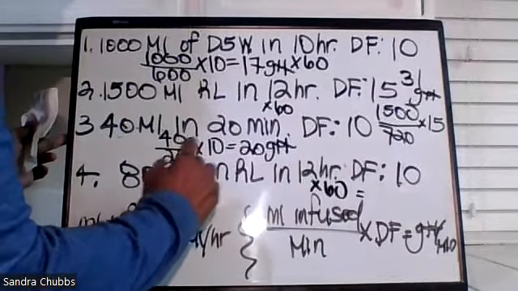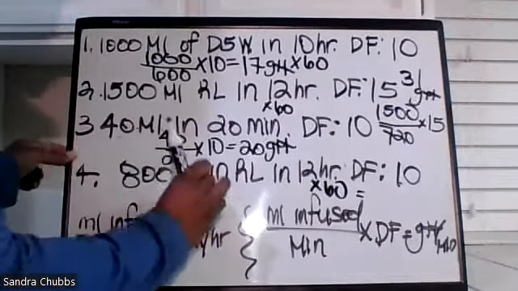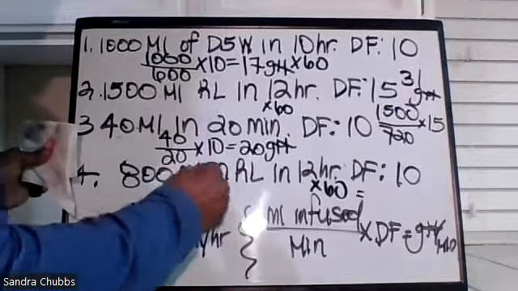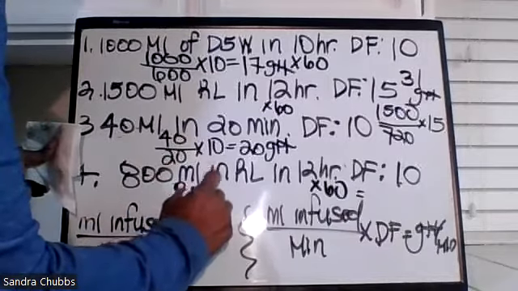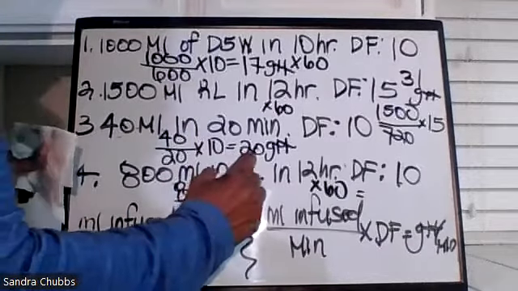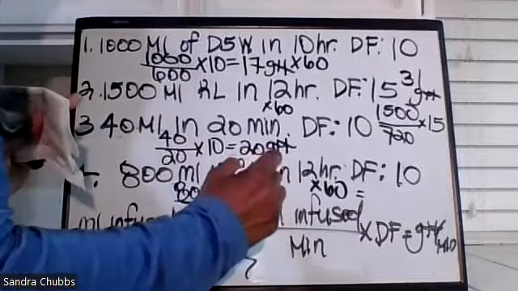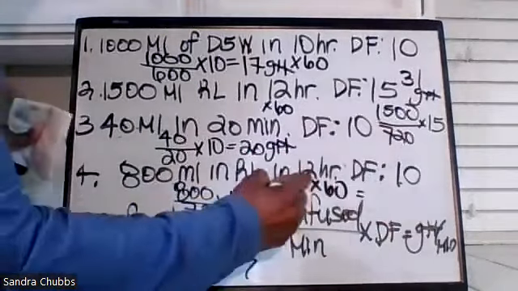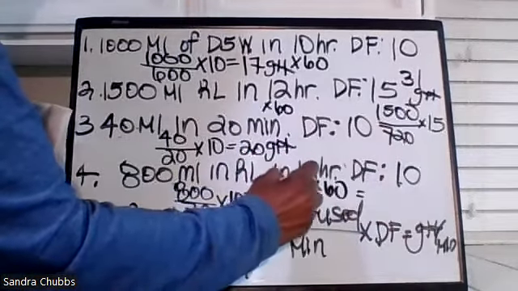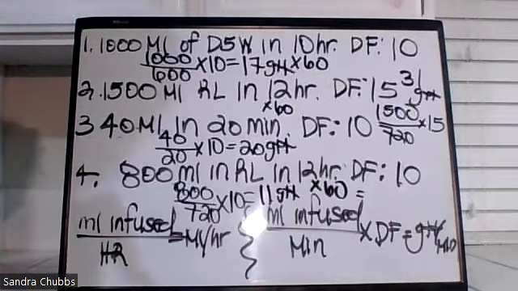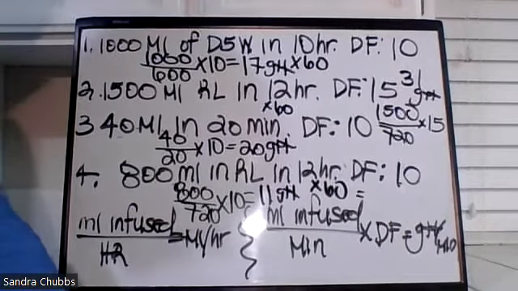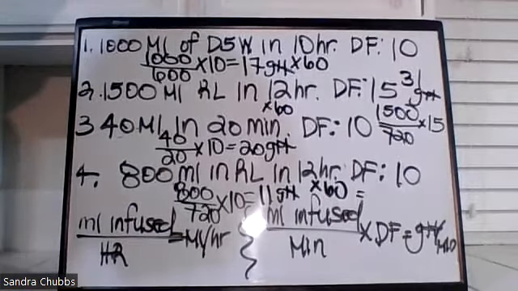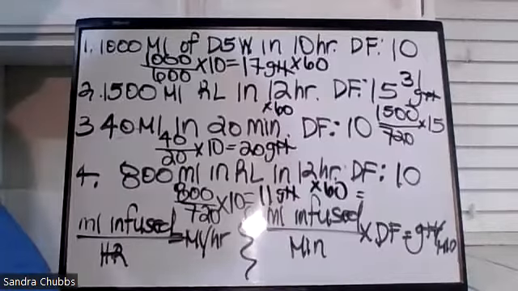So that would be 800 divided by 720 times the drop factor 10, and the answer comes out to 1111 something, but it's 11 GTT per minute is the answer for that. Yep, that's it for that one, folks. And we're going to move on now to, let's try a few pediatric ones. See how we do on those.